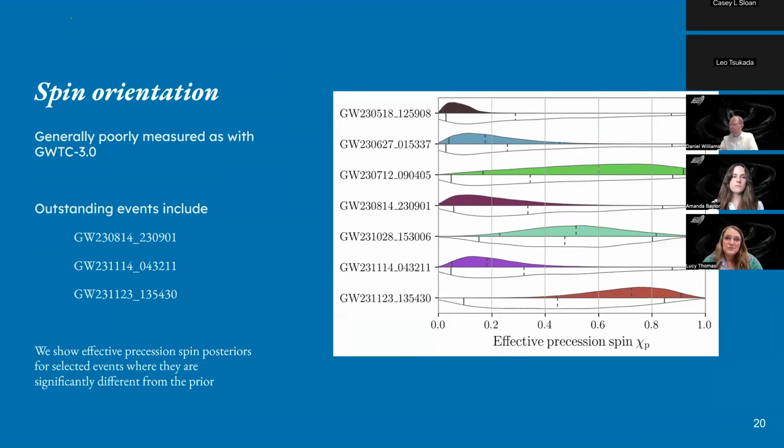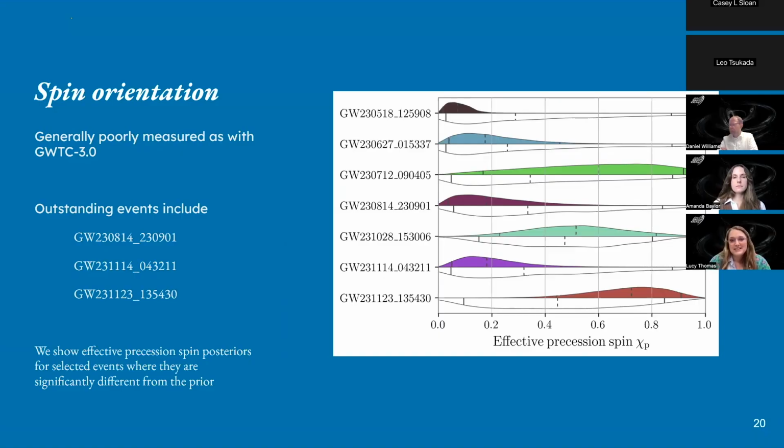And spin precession is a possible marker that, if there is evidence of large spin precession, the binary may have been formed in a dynamic environment, in a dense environment. So we are showing here effective precession spin posteriors for selected events where these posteriors are significantly different from the prior. So either where they're well constrained or where there's evidence that there is spin precession.